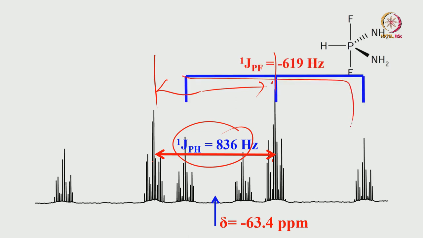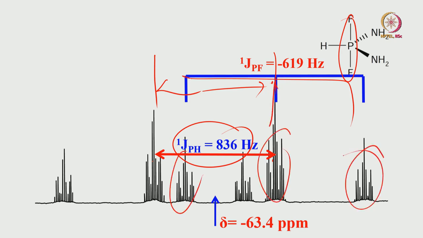And this is one doublet. Oh no, I am sorry, triplet, because there are two fluorines. Triplet. So, a 1:2:1 triplet is there, with intensity one, two and one. This is one triplet. This separation gives you the PF coupling.